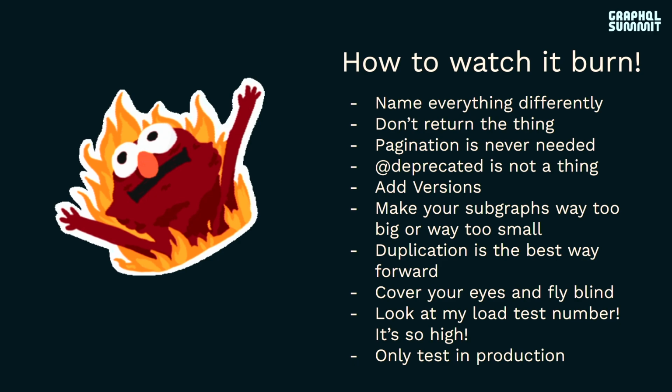We cover our eyes and fly blind because nothing ever goes wrong. We do load tests. We take the number and just run with it because load testing will always be perfect forever. And then we only test our stuff in production is how we can make a very poorly made graph.